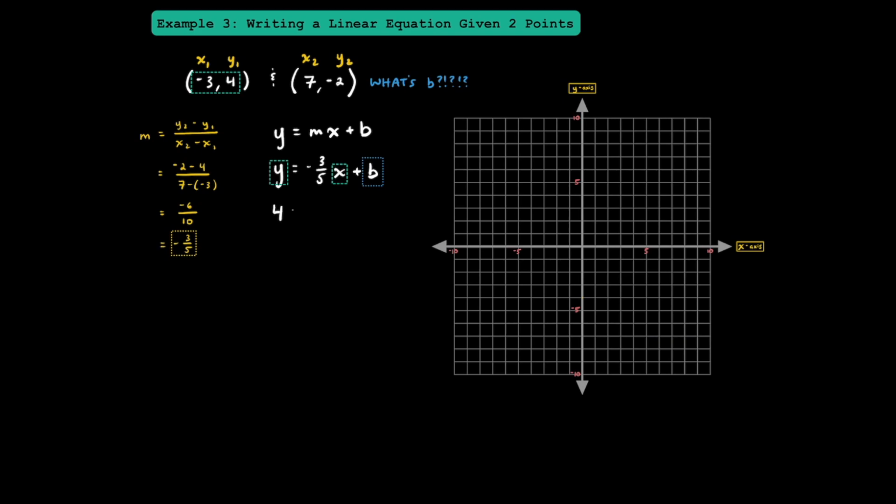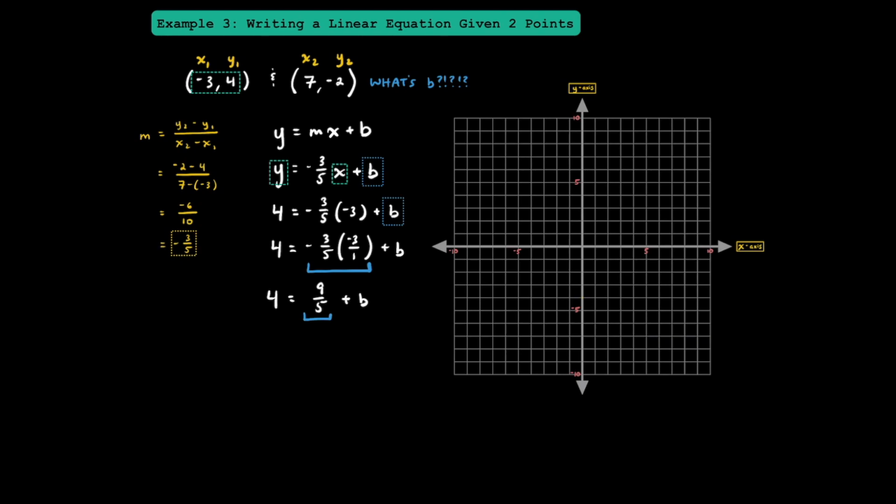Substituting in, we're going to get 4 is equal to -3/5 times -3 plus b. Now that b is our only unknown, we can solve for it. Rewriting this, we're going to have 4 is equal to -3/5 multiplied by -3/1 plus b. Multiplying this -3/5 by -3, we're going to get 4 is equal to +9/5 plus b.